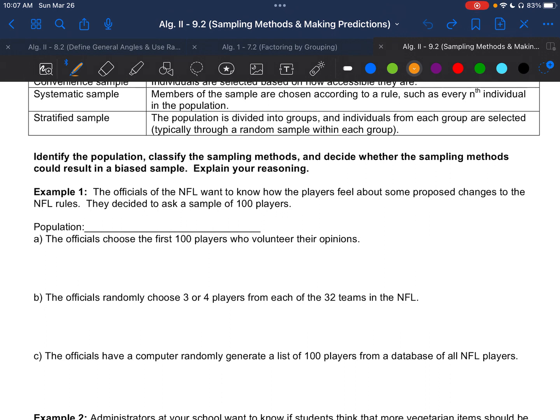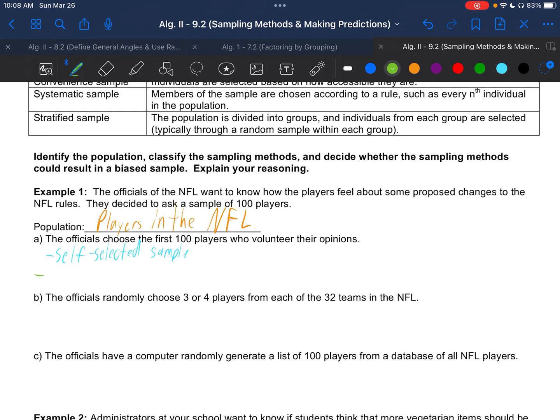So the population that we're talking about here is who we're trying to survey. And so we're trying to survey the players in the NFL. And you might say, NFL players, something like that. Different way of phrasing the same exact thing. So the first way they could choose them is they choose the first 100 players who volunteer. So 100 players volunteer, and they say, great, you're the first 100, we'll take you. So this is a self-selected sample, because it was those that volunteered first. They chose to be in it.